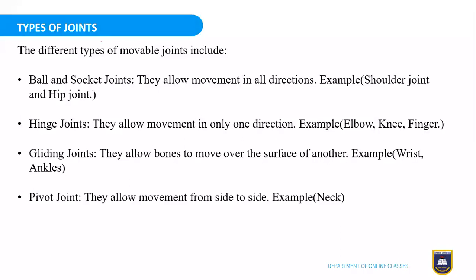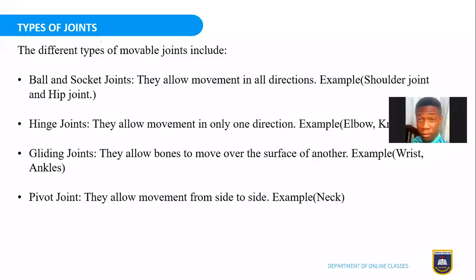Somebody should unmute herself. Look at your system. I said that joints are where two or more bones meet. So any place that two or more bones meet is called a joint. Examine yourself and try to give me examples of joints, or what you think can be said to be joints.